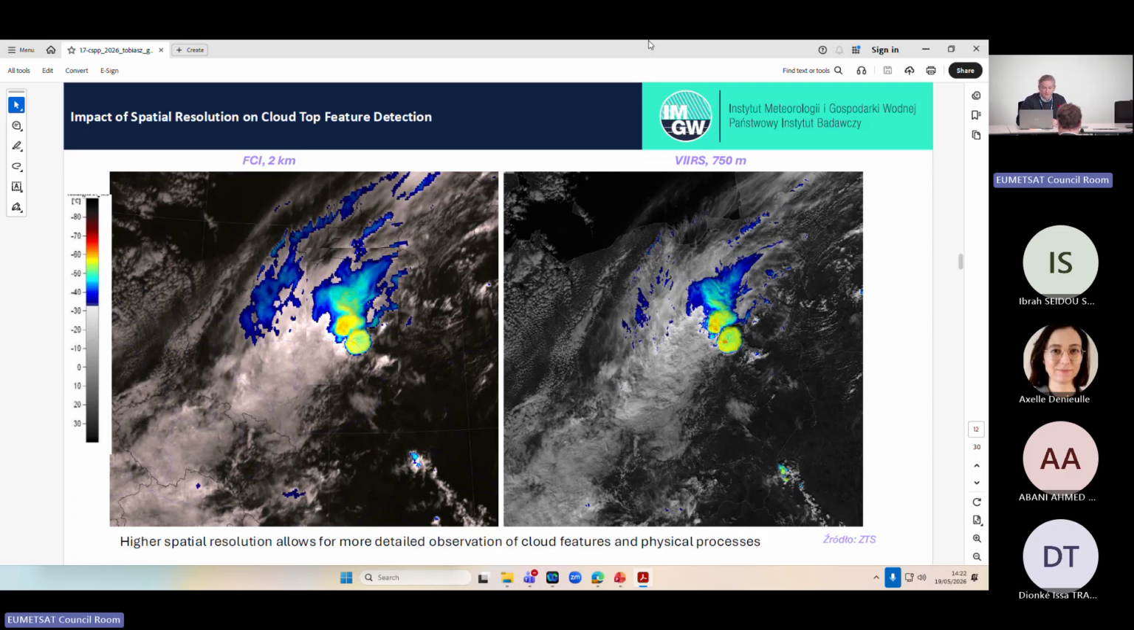And this is an example. We have a cloud, probably a very intense convection system, and on FCI, we don't see detail, and for VIIRS we can see.